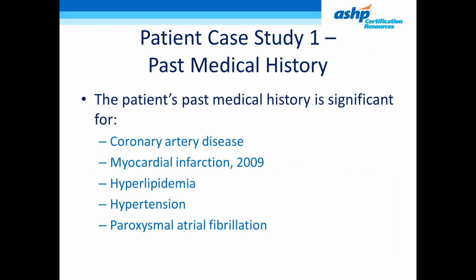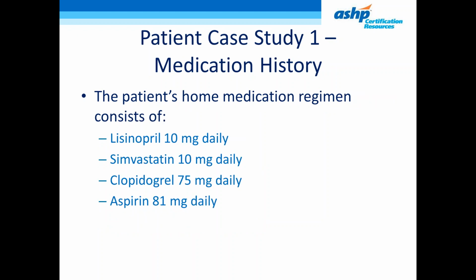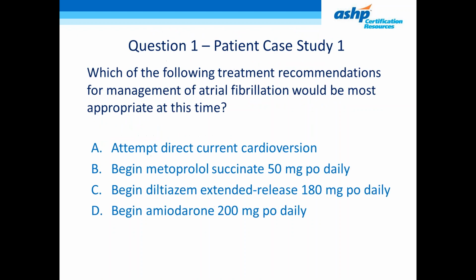The patient's past medical history is significant for coronary artery disease, a myocardial infarction in 2009, hyperlipidemia, hypertension, and paroxysmal atrial fibrillation. The patient's current home medication regimen consists of lisinopril 10 milligrams daily, simvastatin 10 milligrams daily, clopidogrel 75 milligrams daily, and aspirin 81 milligrams daily.